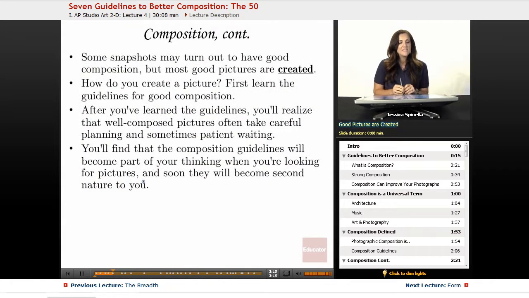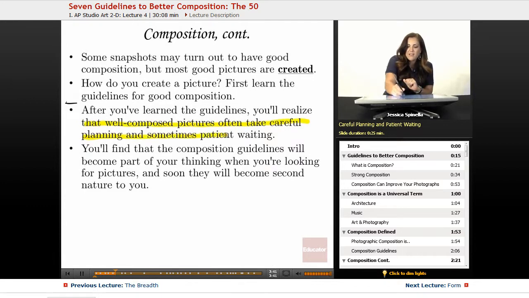So here we go again. Some snapshots may turn out to have good composition. That's luck, right? But most good pictures are actually created, which you might not know. How do you create a picture? First, you're going to learn the guidelines for better composition. After you have learned these guidelines, you'll realize that well-composed pictures are often carefully planned, and sometimes it takes patient waiting to complete a well-composed photo. So plan ahead, and make sure that you have enough time as you go out to shoot for your projects, because careful planning and patient waiting sometimes take time to create a really good picture.